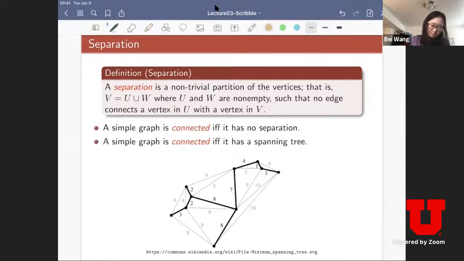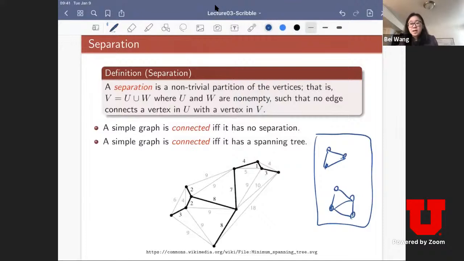So what does this mean? If I have this graph, remember this is an entire graph, and this is not a connected graph, because I can build a separation between them. So this is the U set. This is the W set of its vertices, and there's no edge between them, okay? Because this has a separation, this graph is not connected, okay?